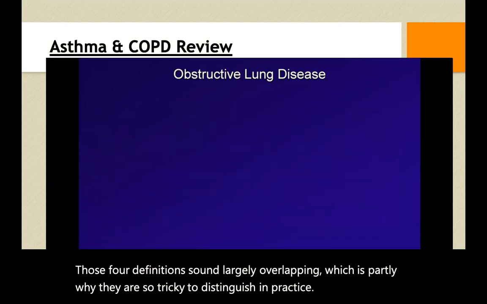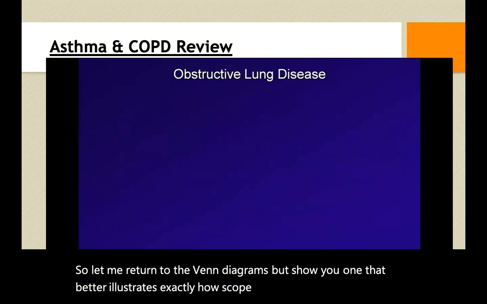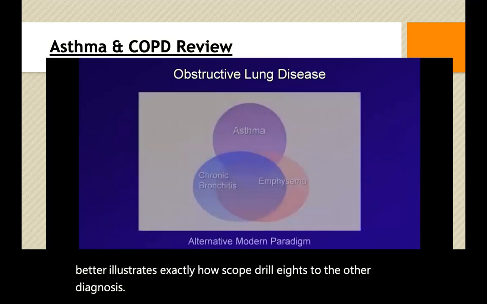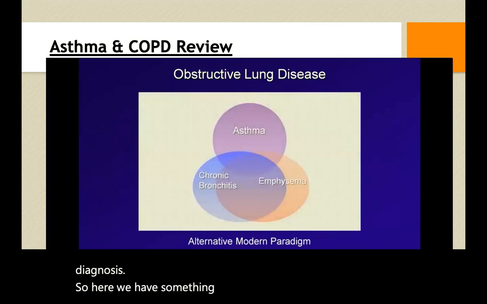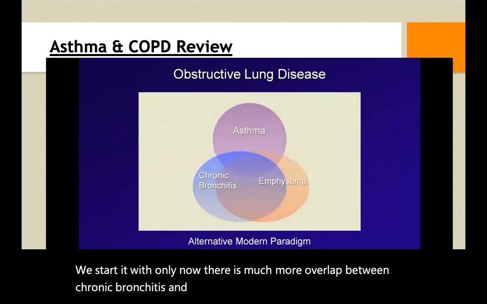So let me return to the Venn diagrams, but show you one that better illustrates exactly how COPD relates to the other diagnoses. Here we have something that looks similar to the first diagram we started with, only now there is much more overlap between chronic bronchitis and emphysema, since they usually but not always coexist.